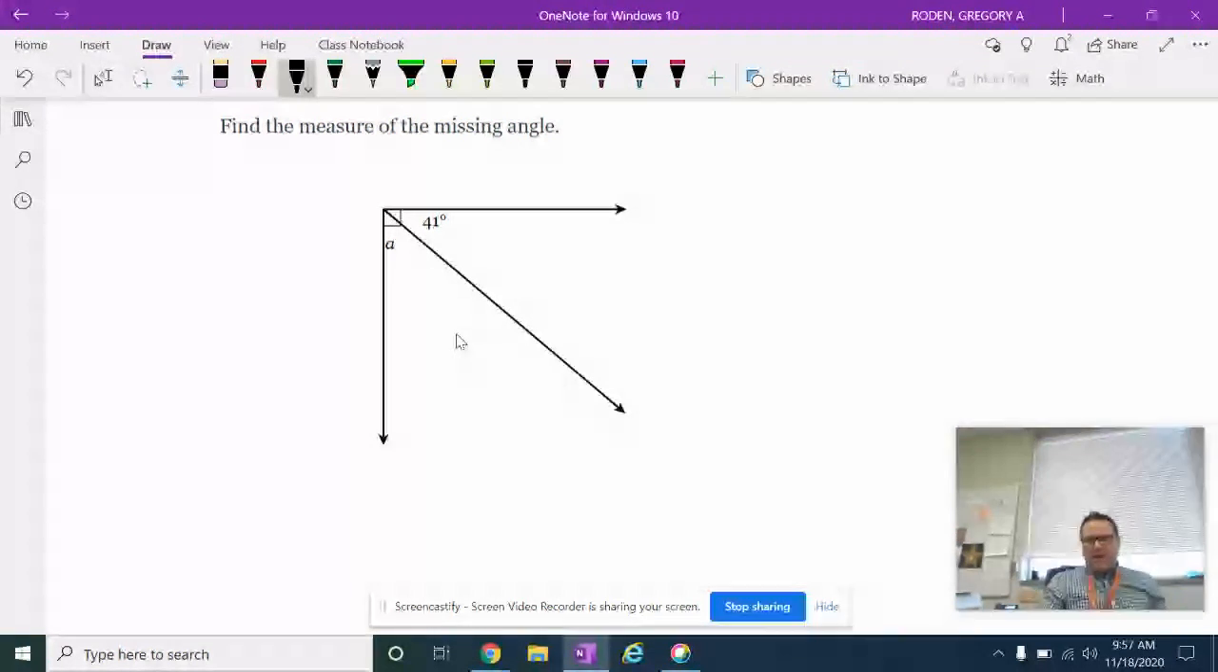Roden, and I want to see an equation. I want to write an equation and solve an equation for this angle right here. Go ahead and pause.